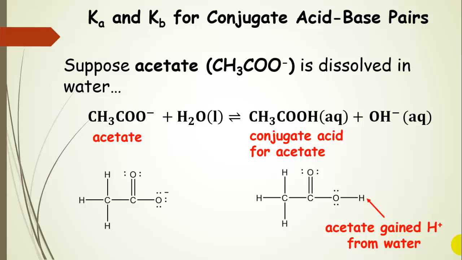What if we were to isolate that acetate, the conjugate base, and put it in water? We would get the conjugate acid. Acetate would have a proton donated from water to get the conjugate acid, which would be acetic acid, and hydroxide. So in this case, here we have acetate, and here is the proton that is gained by acetate to produce acetic acid.